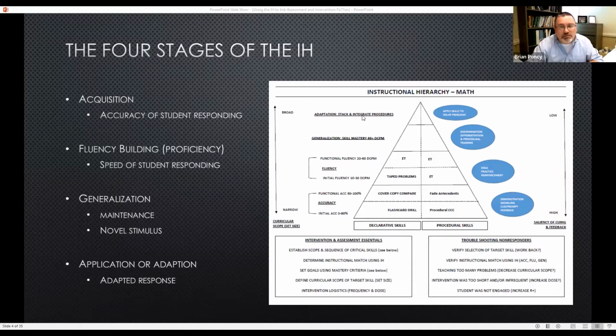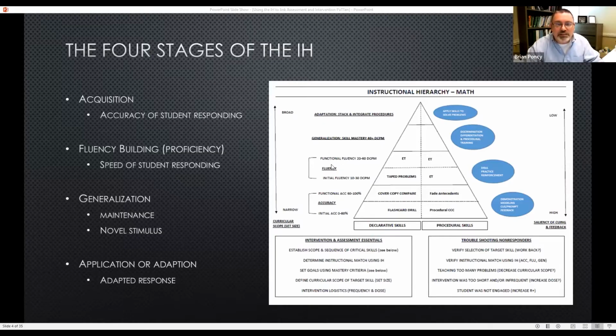If we think about the science of math, they talk a lot about procedural fluency and conceptual understanding. By the time we're done with this discussion, we're going to see that up here in this generalization and adaptation piece is probably the conceptual understanding.